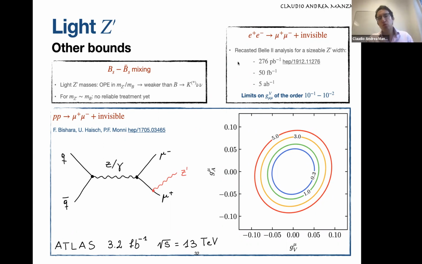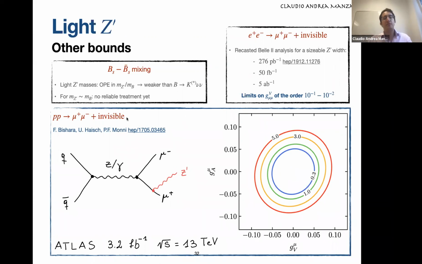The problem is that, again, Belle II did the analysis for a narrow width Z', therefore we had to recast their analysis, including a sizable Z' width. And we took into account data from 276 inverse picobarn, but I will show you also the projection for 50 inverse femtobarn, and even the projection to 5 inverse attobarn, where we just rescaled by the appropriate luminosity factor. And what we find with current data is a bound on the muon coupling of order 10^-1, 10^-2.